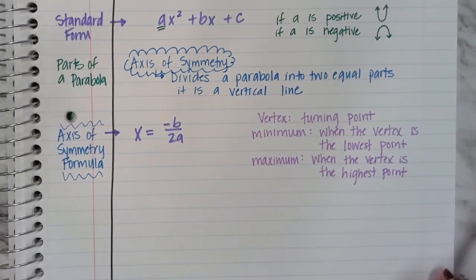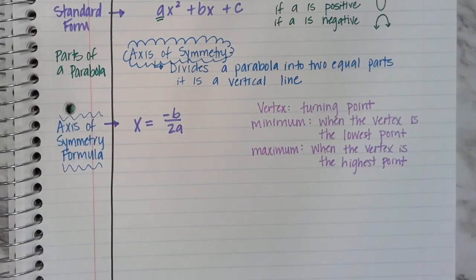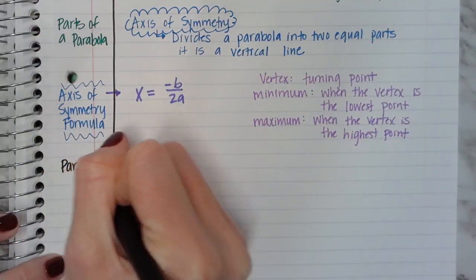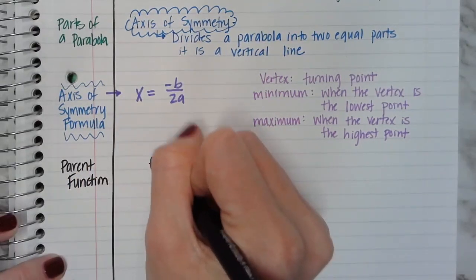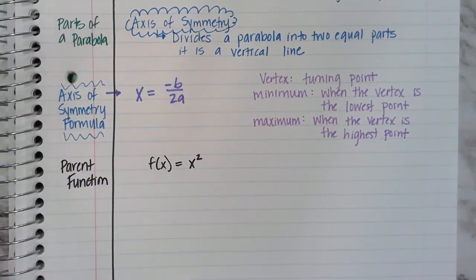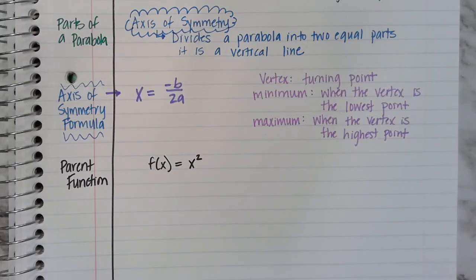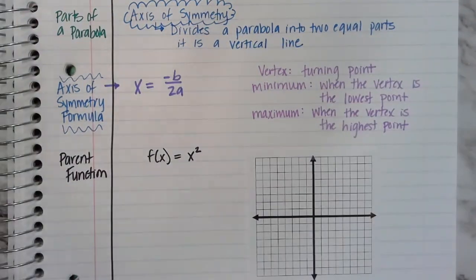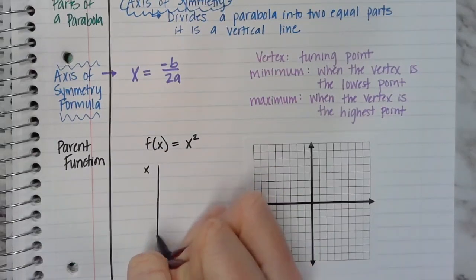So we're going to go ahead and graph the parent function of a quadratic, and we're going to label all of these things. So taking a look at the parent function, f of x equals x squared. Quadratics are always squared. If we take a look at the parent function of this, all we're going to do is make a table of values, okay? So x and then f of x.